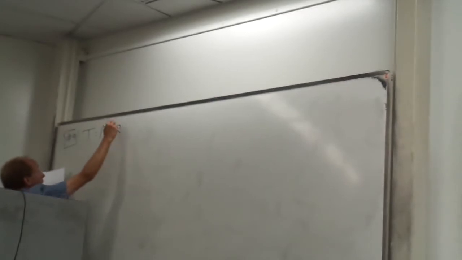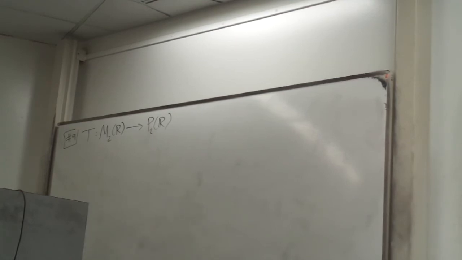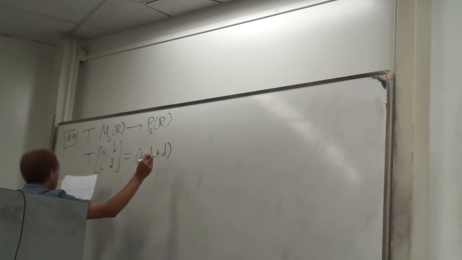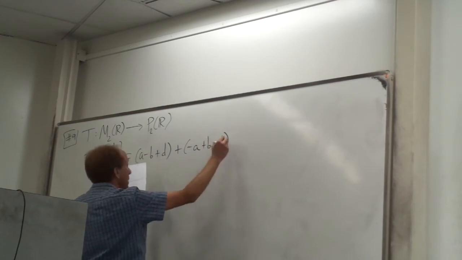I'm fine with that. So I'm going to do number 9 first, because I think it's the best one to get us going on this. So number 9 on the sheet, I have a transformation T that goes from M2 of R to P2 of R. And the formula, given in the question, is T of A, B, C, D equals A minus B plus D plus negative A plus B minus D times x squared.